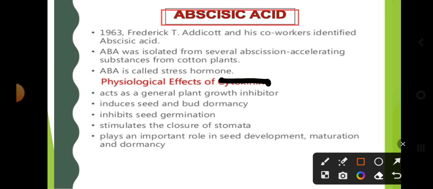It stimulates the closure of stomata because, due to high temperature stress, the transpiration rate in plants increases and that causes excessive loss of water. To avoid this, abscisic acid stimulates the stomata to close. It plays an important role in seed development, maturation, and dormancy.